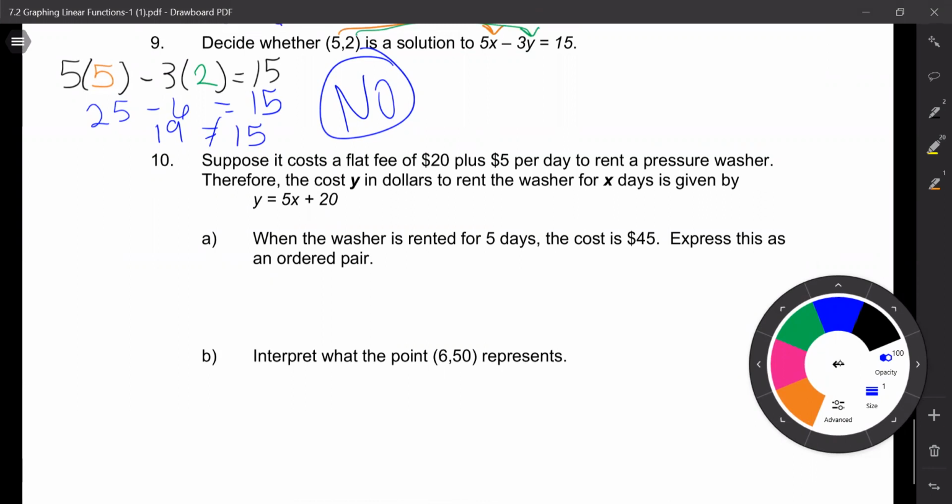All right, number 10, suppose it costs a flat fee of $20 plus $5 per day to rent a pressure washer. Therefore, the cost Y in dollars to rent the washer for X days is given by Y equals 5x plus 20. When the washer is rented for 5 days, the cost is $45. Express this as an ordered pair. Okay, so X is the number of days, and then the cost is the Y value. So then the ordered pair would be 5, 45.